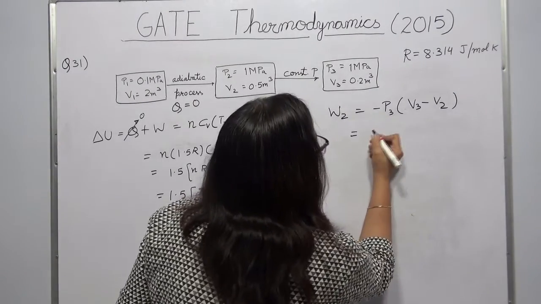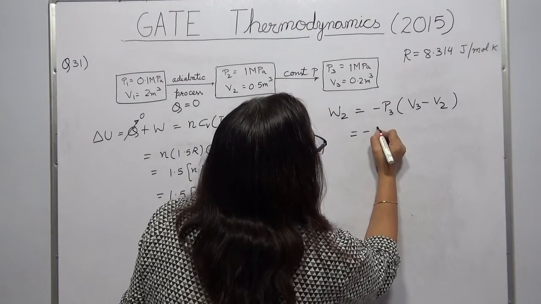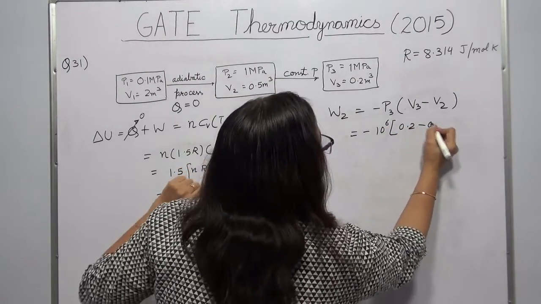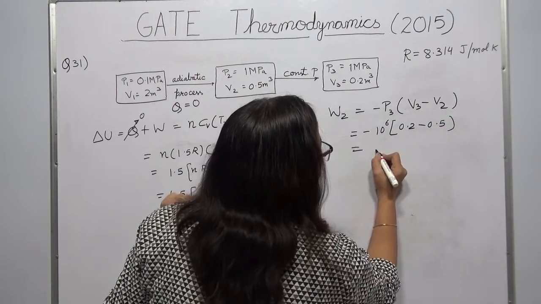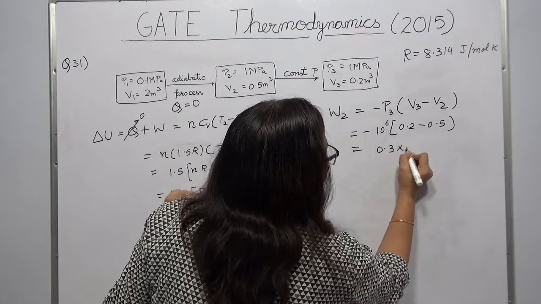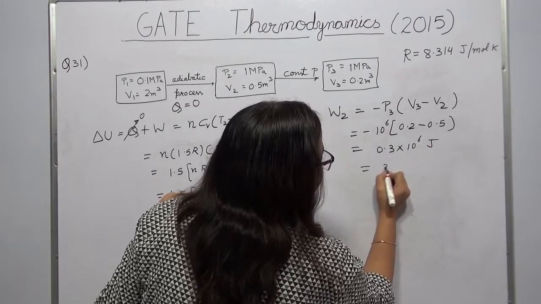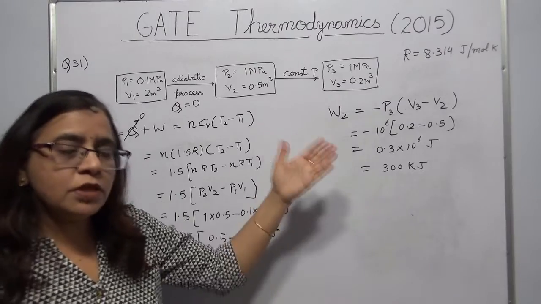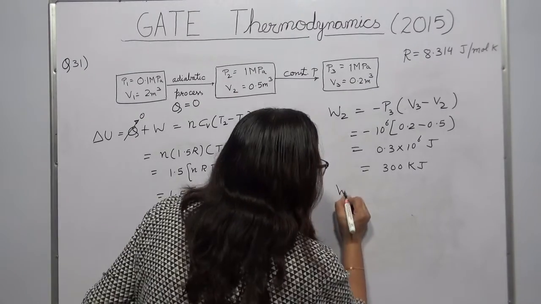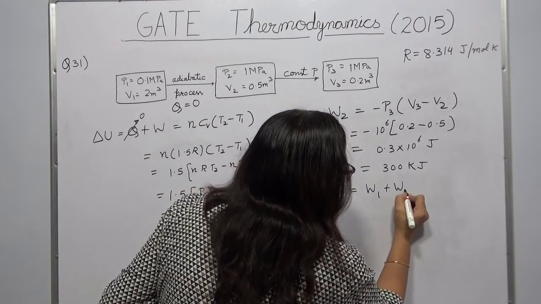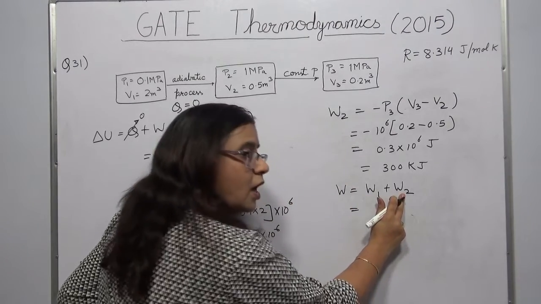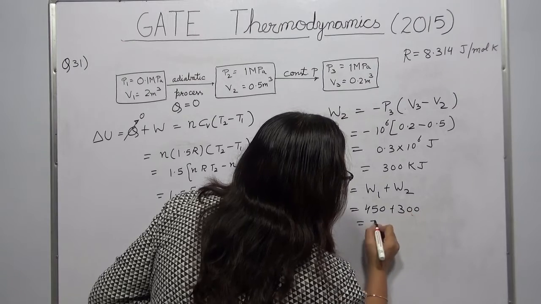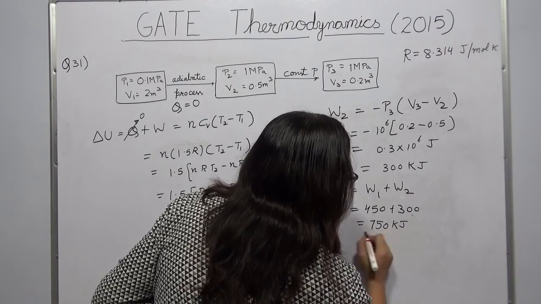I have to just plug in all the values. My P3 is 1 megapascal, so 10 raised to 6. V3 is 0.2 minus 0.5, and you have 0.3 into 10 raised to 6 joules, or I can write it in terms of kilojoules. So it was very simple. Now the total work done on the gas is W, equal to W1 plus W2, that is the adiabatic process plus the isobaric process. So it is 450 plus 300, which is equal to 750 kilojoules.